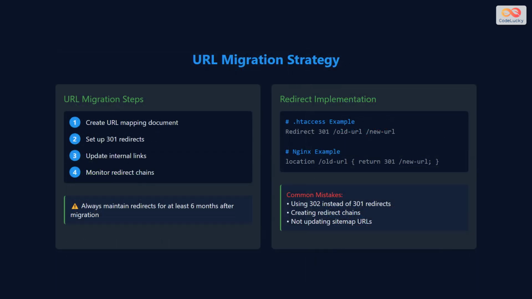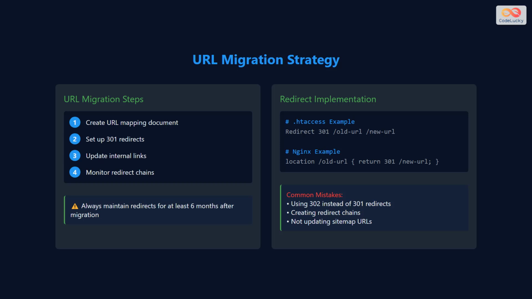When migrating URLs, a strategic approach is vital. The process involves several steps. Firstly, create a URL mapping document to outline old and new URLs. Secondly, set up 301 redirects from old URLs to new URLs. Thirdly, update all internal links on your site to reflect new URLs. And fourthly, continuously monitor redirect chains for any issues.